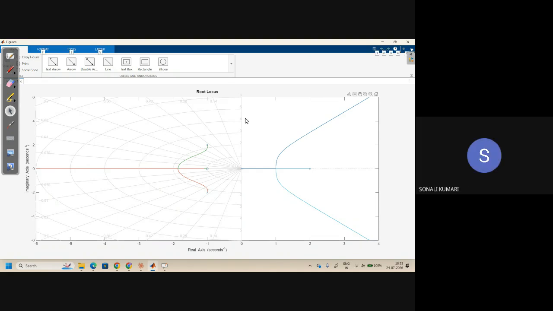Ma'am, I'm having an issue with the root locus. How do I find the root locus? Not clear. The root locus is this. Locus means the trajectory of a closed loop pole. This red color, green color one, which we have drawn as of now, is the root locus.